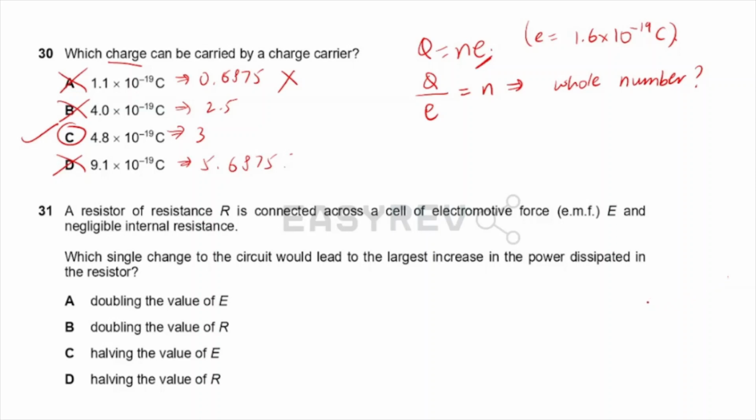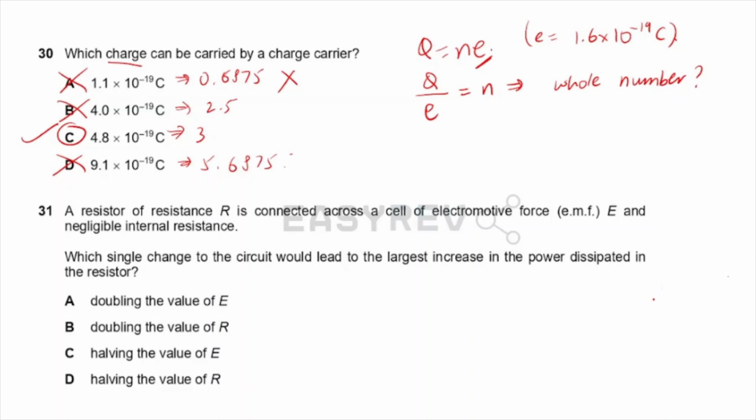Next we have question 31. A resistor of resistance R is connected across a cell of electromotive force or EMF E and negligible internal resistance. Which single change to the circuit would lead to the largest increase in the power dissipated in the resistor?